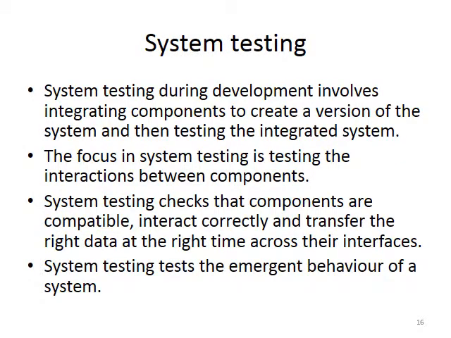The last part of development testing is system testing. What it involves is trying to integrate all the components which are developed, then checking the version of the system, and finally testing the integrated system. We keep on developing the components; finally all the components need to be integrated and then tested so that we can deliver the software to the customer at the end. So basically the focus of system testing is to test the interaction between components.